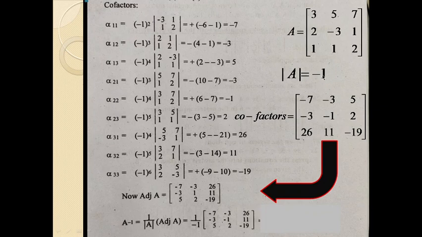1 divided by determinant minus 1 we already computed into this matrix. And how you are going to multiply this one. Here the common number is 1 divided by minus 1. You need to multiply this fraction with each individual element. That is 1 divided by minus 1 into minus 7. You will get a positive number. So next item, 1 divided by minus 1 into minus 3. Next one, 1 by minus 1 into 26.